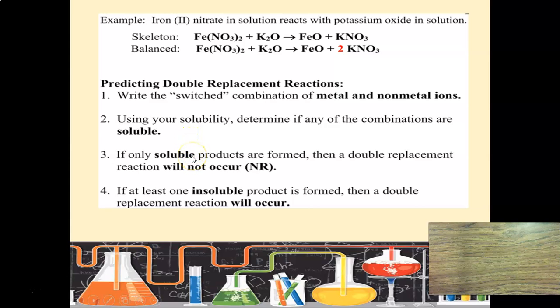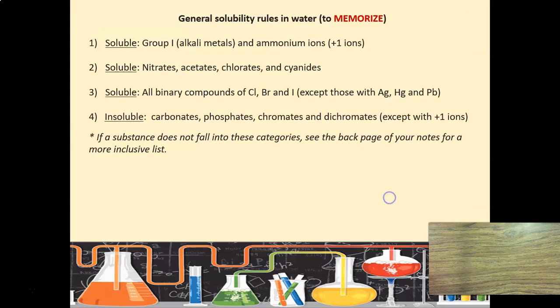If only soluble products are formed, then a double replacement reaction is said to not occur. We are looking for a precipitate in the product. Okay? That's what this is talking about. If at least one insoluble product is formed, otherwise known as a precipitate, then a double replacement reaction is said to occur. We are looking for something magical to happen. We're looking for a solid to be produced.